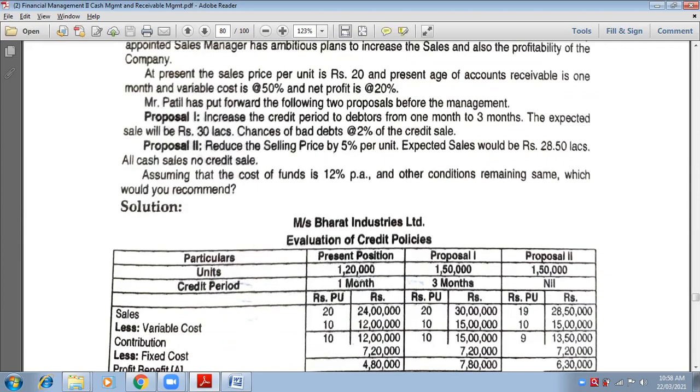Why do we need this 1 lakh 20? I'll tell you later on. This 1 lakh 50, 1 lakh 50, we will need it. Okay. Now the number of units is 120 in the first case, the present case. Now proposal 1.